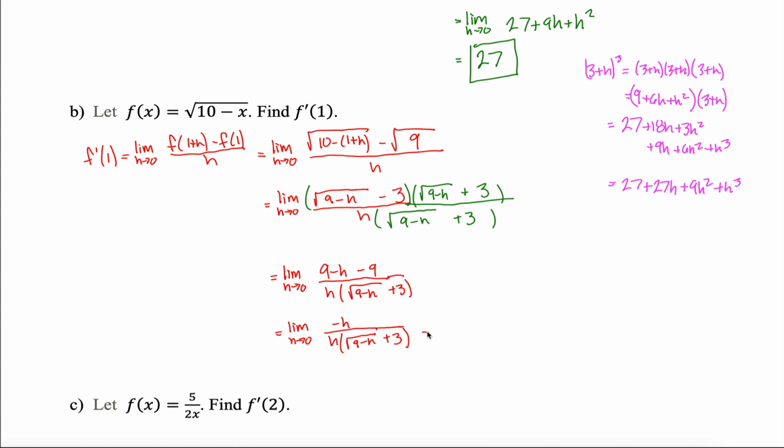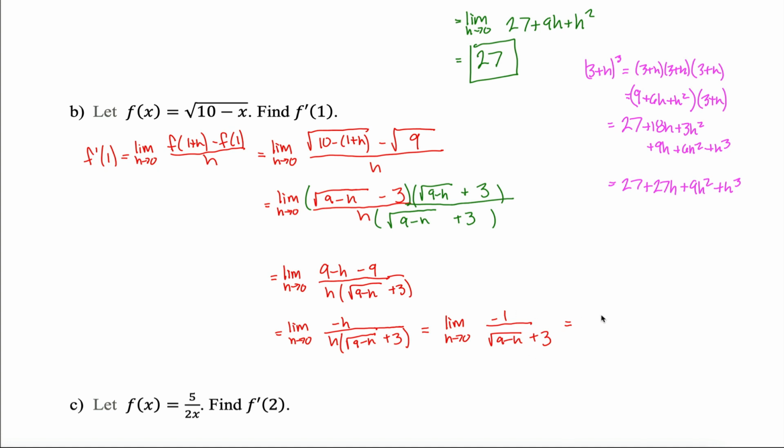When I cancel out these h's, what I'm left with is the limit as h approaches 0 of, up top I just have a negative 1, and down in the bottom I got the square root of 9 minus h plus 3. This limit is a lot better than this limit. Even though the limits are equal, these expressions are not equal because this expression is undefined when h equals 0, but this expression is not undefined when h equals 0 because this expression is continuous at h equals 0. Its limit is super easy to evaluate.